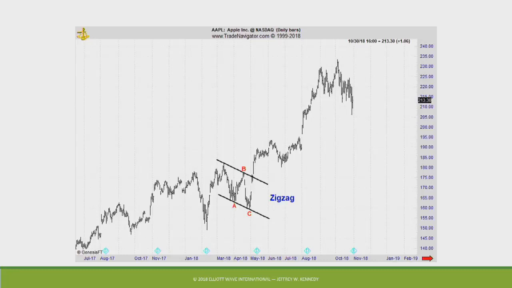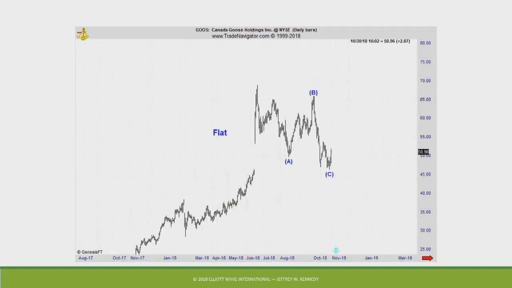Here's a tip worth writing down. Hint: price action contained within parallel lines tends to be counter-trend. And a zigzag fits that structure quite nicely. So what we have here in Apple is a 3-wave move down, parallel lines. Specifically on the subdivisions, that is a 5-3-5 pattern, so it qualifies for a zigzag.